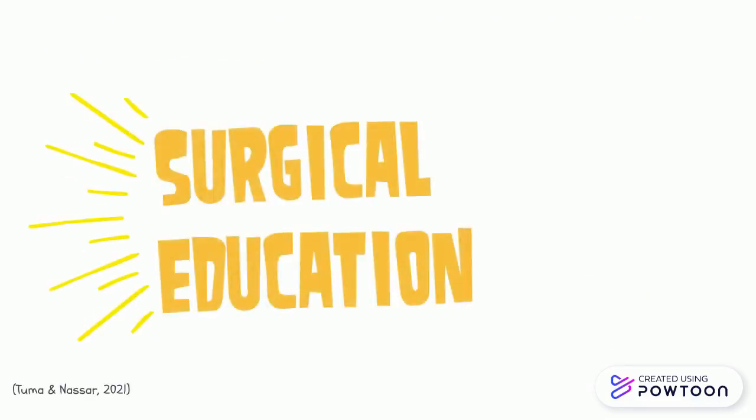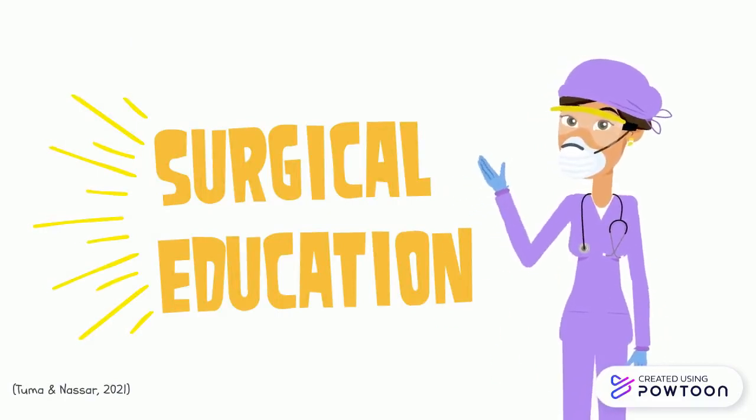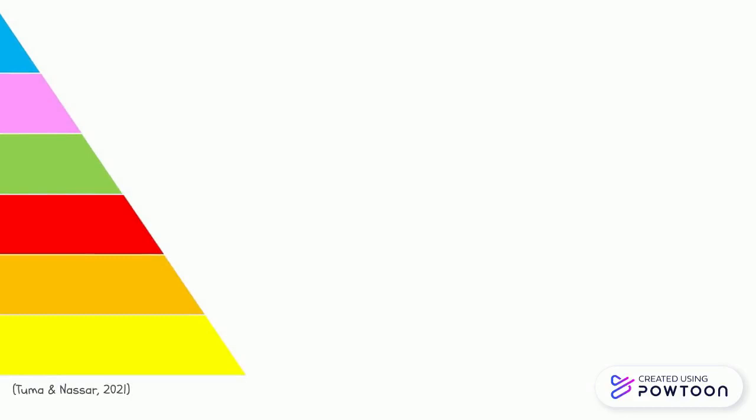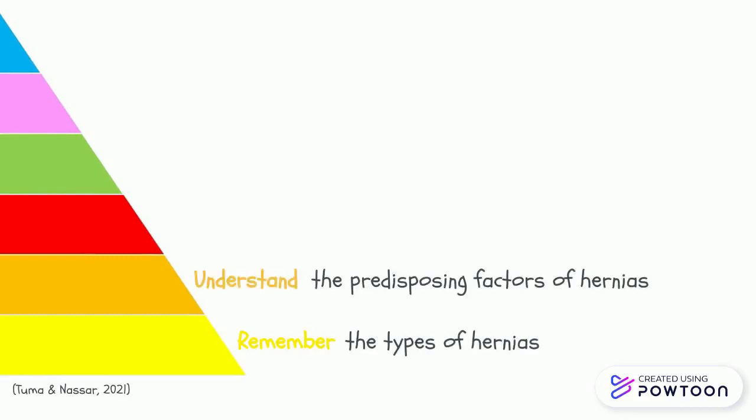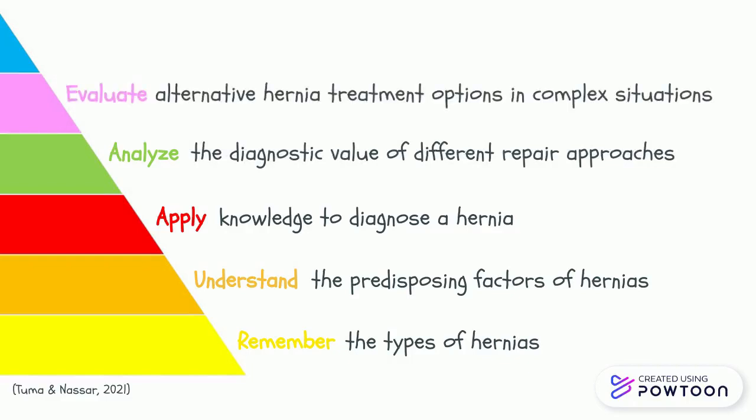And this article by Tuma and Nassar gives some great examples of applying this taxonomy to surgical education. Here's some examples related to hernias. So remember or memorize the types of hernias, understand the predisposing factors of hernias, apply knowledge to diagnose a hernia, analyze the diagnostic value of different repair approaches, evaluate alternative hernia options in complex situations, for example, a patient with ascites, and create a new approach for repairing hernias, for example, modifying mesh application or placement.